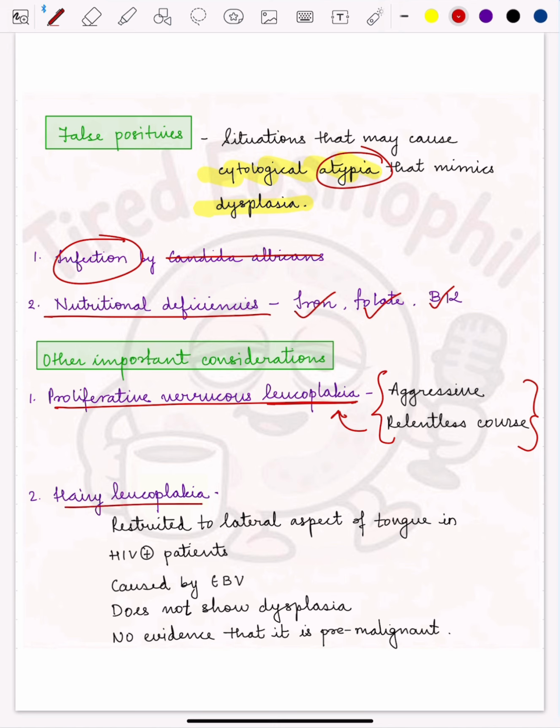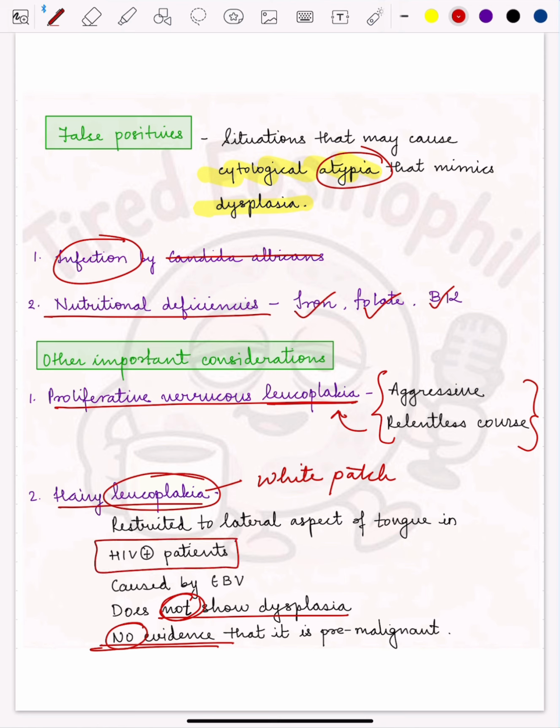Next is the hairy leucoplakia, where the word leucoplakia is used because it also presents as a white patch. It, however, does not show dysplasia and it is not pre-malignant. What causes this? It is seen in HIV positive patients. It is restricted to the lateral aspect of the tongue and most commonly it is caused by Epstein-Barr virus. So again I would like you to remember that hairy leucoplakia does not show dysplasia and there is no evidence that it is pre-malignant.